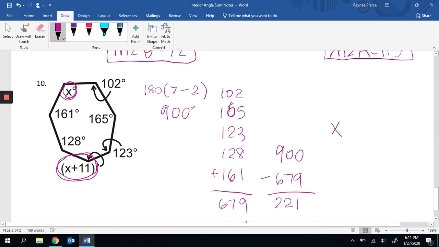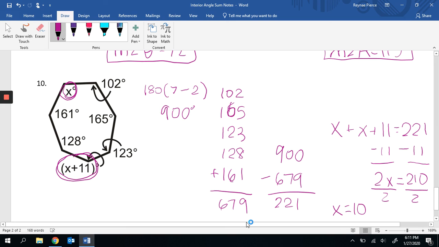Okay, so x plus 11 equals that number of degrees that I have left. Okay, I've got 2 x's on one side, and if I subtract 11 from both sides, that 2x is going to equal 210 degrees. Divide both sides by 2 tells me that x is 105.